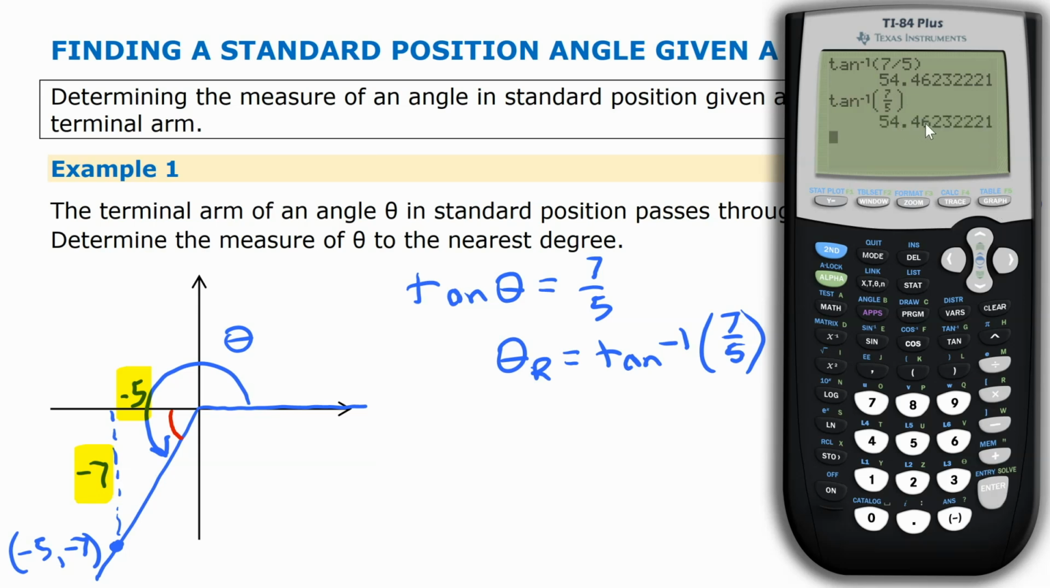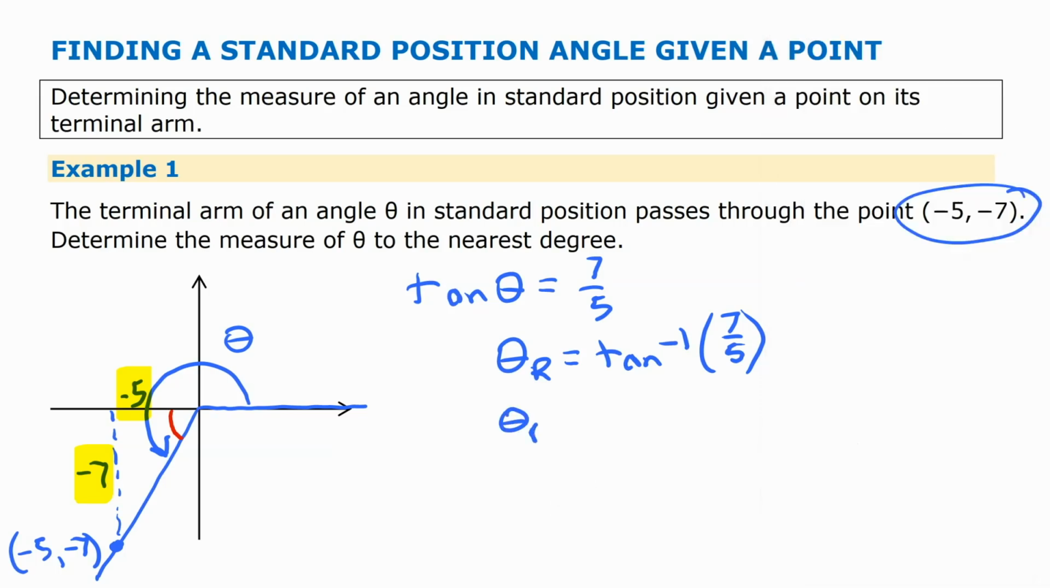54.46 degrees roughly. If you're getting something completely different than that, you probably want to check to make sure your calculator is in degree mode. Right on here, you look here. I'm in degree mode here. Different calculators are different, but that would be the first thing to check. So we have that the reference angle is roughly 54.46 degrees. So we're going to say theta r is roughly 54.46 degrees.